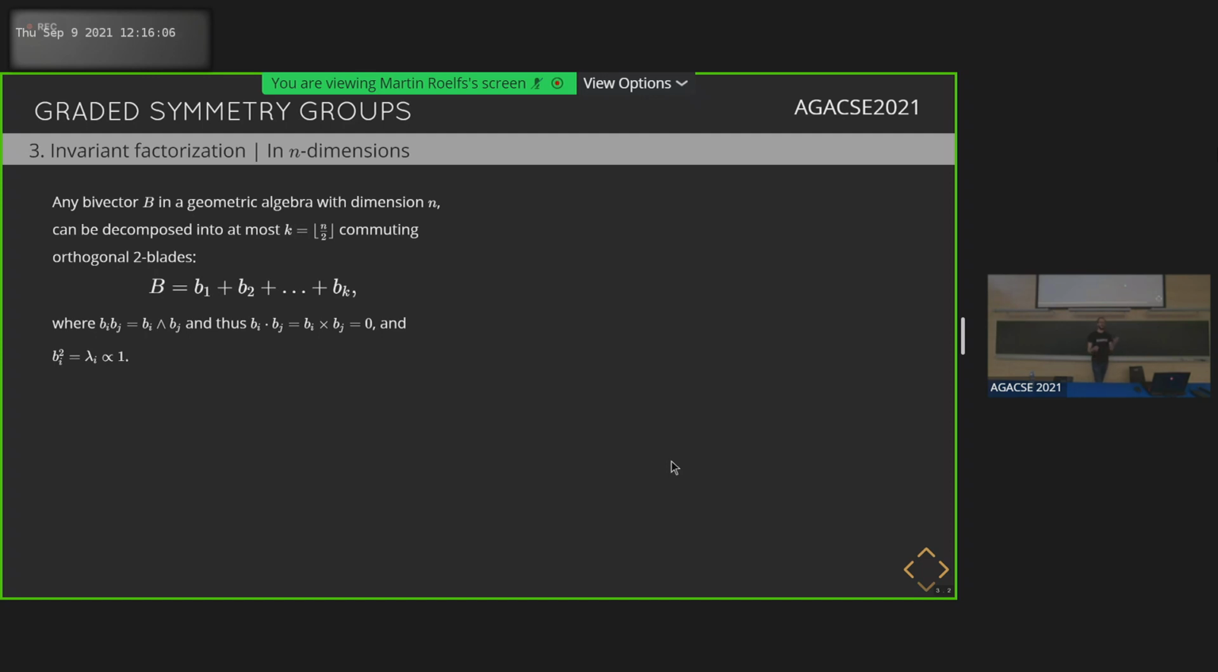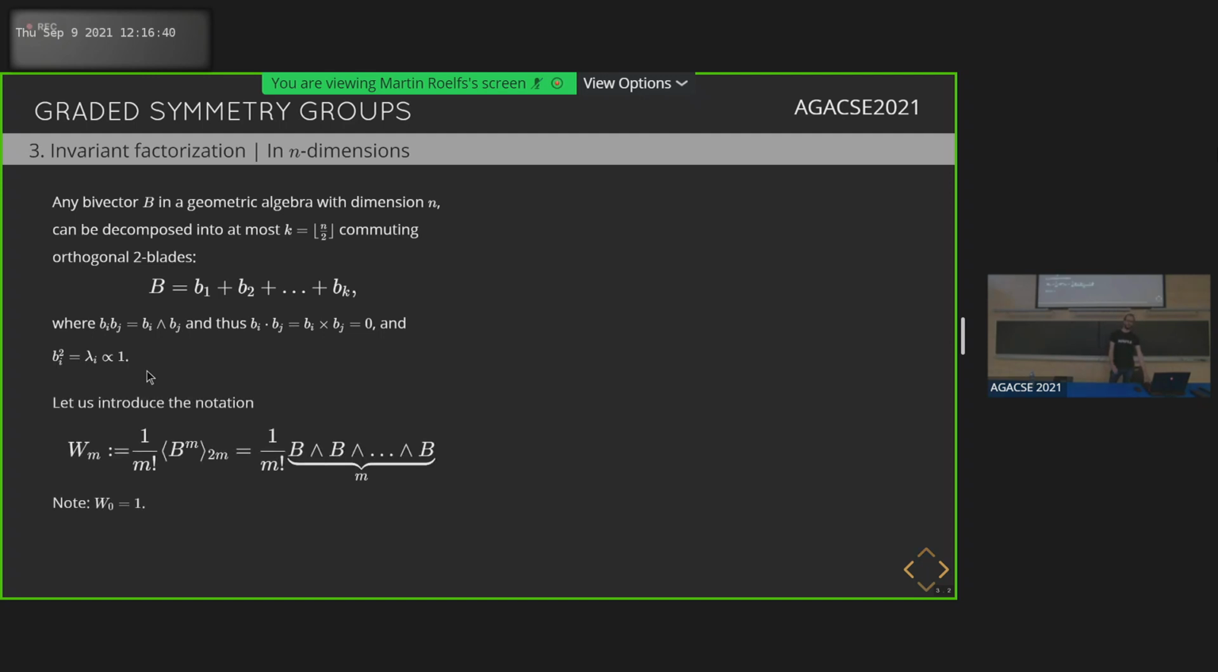So in n dimensions, a bivector can be decomposed into at most k, the floor of n over 2, commuting orthogonal two-blades, so simple bivectors. So B is this sum up to k, where each of these is simple, so their product is just the wedge, and therefore they are orthogonal and they commute, and they all square to scalars.